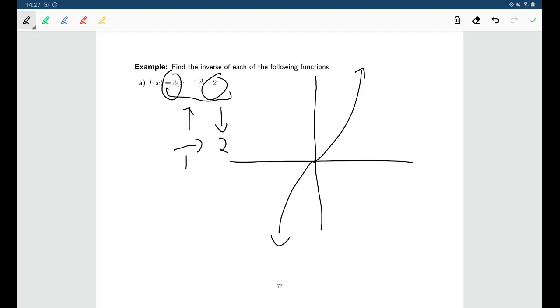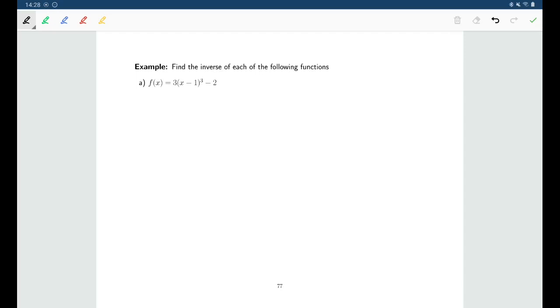If you have something that passes the horizontal line test, you can move it to the left, you can move it to the right, you can stretch it, you can move it up or down, but it will still pass the horizontal line test, which means it will stay as a one-to-one function, which means that for f of x, we know that f inverse should exist.